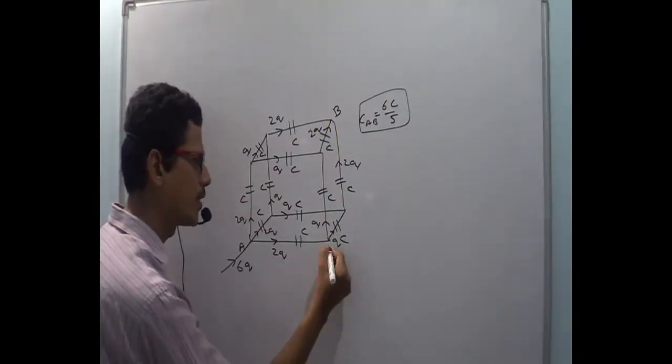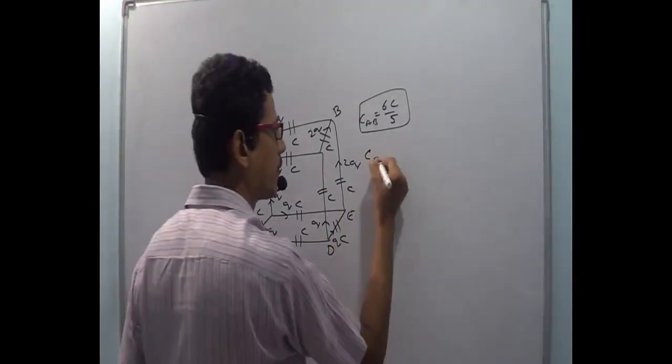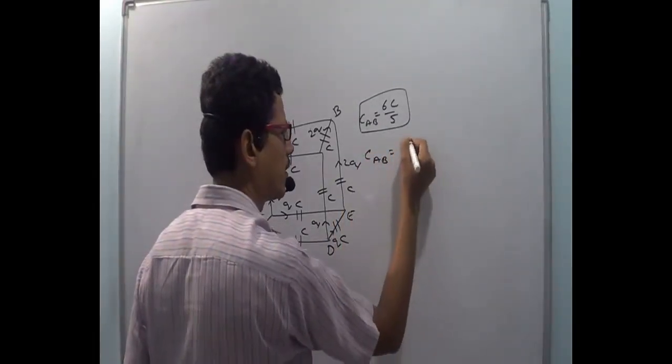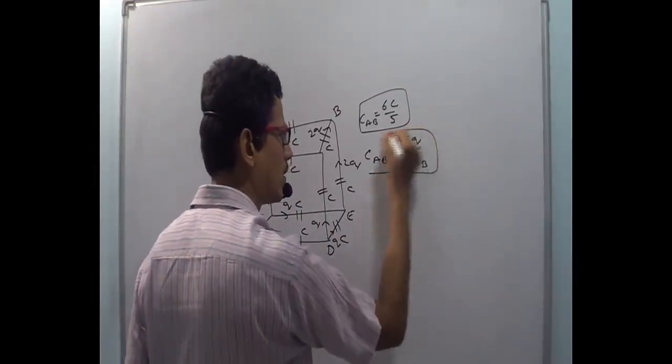I will take this point as D, this is E. Now I have to calculate C effective between A and B, that is total charge by total potential difference. This I have to find. That is CAB.